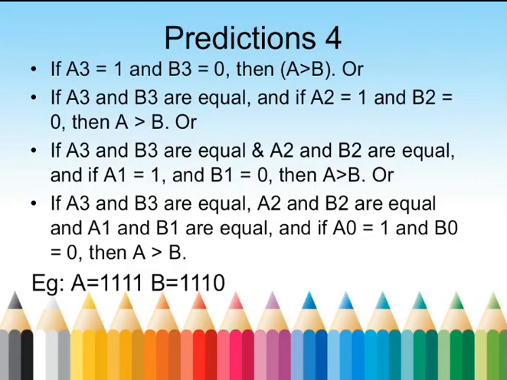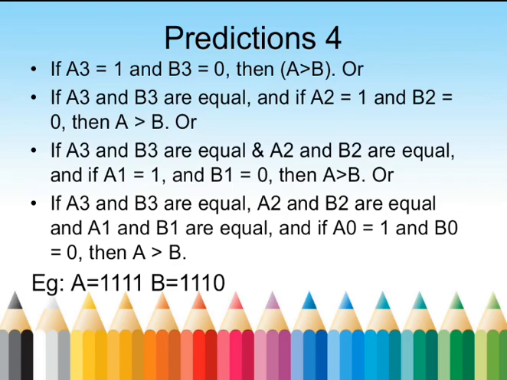Now for the fourth prediction, there is a possibility that A3 and B3 are equal, A2 and B2 are equal, and A1 and B1 are also equal. Now we should check the next lower order bit, that is our LSB, A0 and B0. If A0 is 1, B0 is 0, again this is a condition for A greater than B. For example, if we consider A as 1111 and B as 1110, then A3 B3, A2 B2, A1 B1 are equal, but A0 is greater than B0.